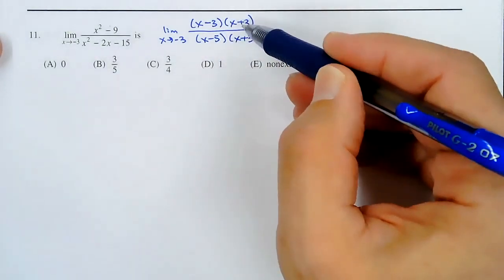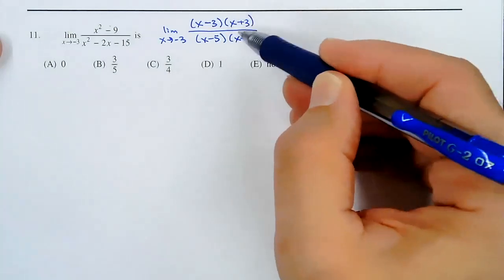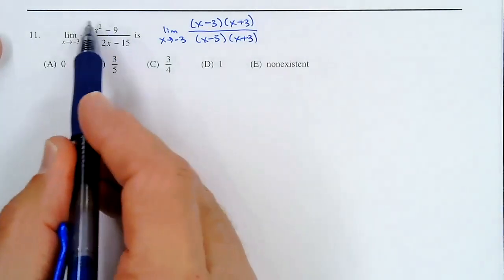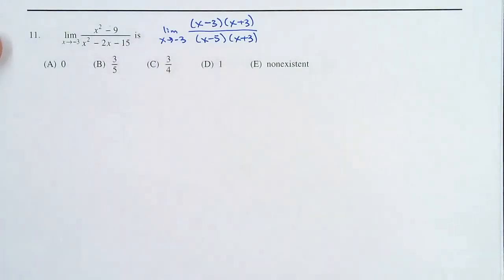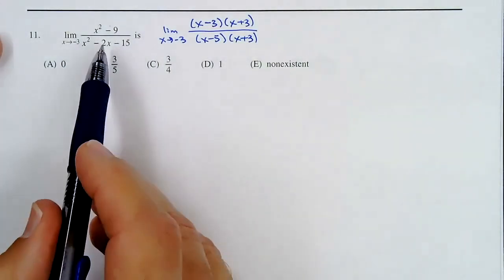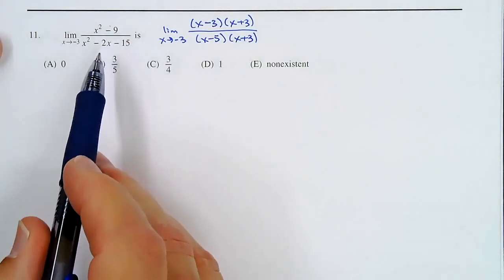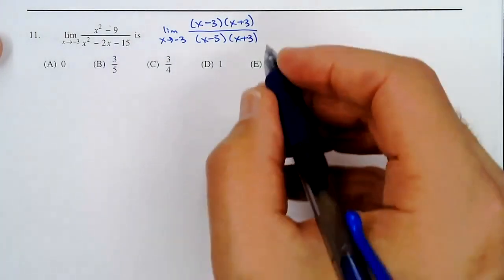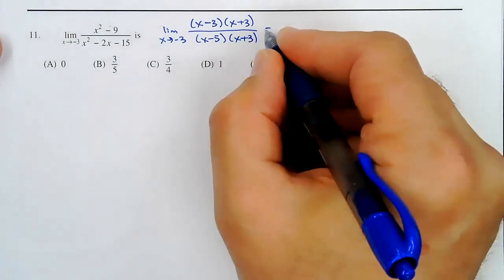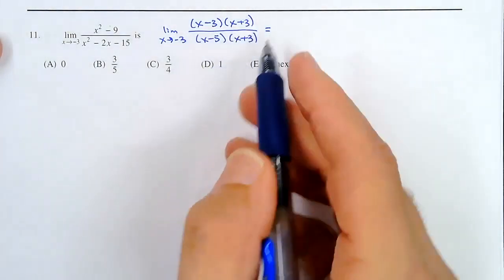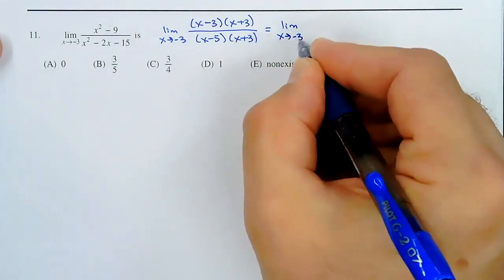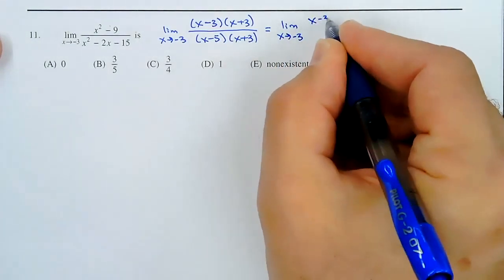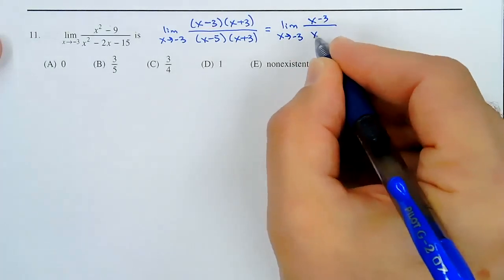So recall that there's going to be a removable discontinuity here, right? So when x equals negative 3, that's going to make the numerator and denominator 0. So if I had tried to do direct substitution in here, I would have gotten 0 over 0. Now, another way to do this is we could have used L'Hopital's rule on this. I think it's quicker and easier to factor, though, than to use L'Hopital's rule. So for this, the x plus 3's cancel, so you're left with the limit as x approaches negative 3 of x minus 3 over x minus 5.